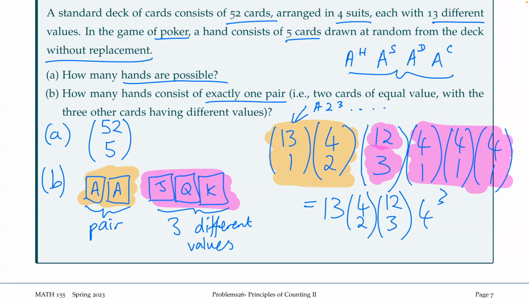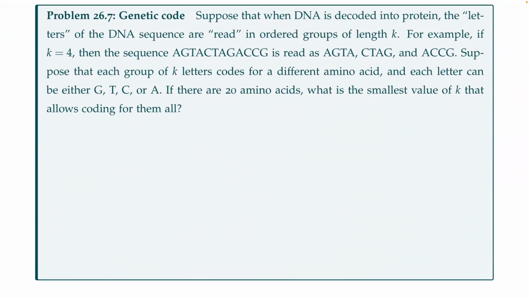Okay. Let's go through one more problem together. This one I think is quite profound. So suppose that when DNA is decoded into protein, the letters of the DNA sequence are read in ordered groups of length K. For example, if K is equal to 4, then this sequence here, we would split it up into AGTA, then CTAG, then ACCG. So we have a string of letters in our sequence, and these are read in groups of K.